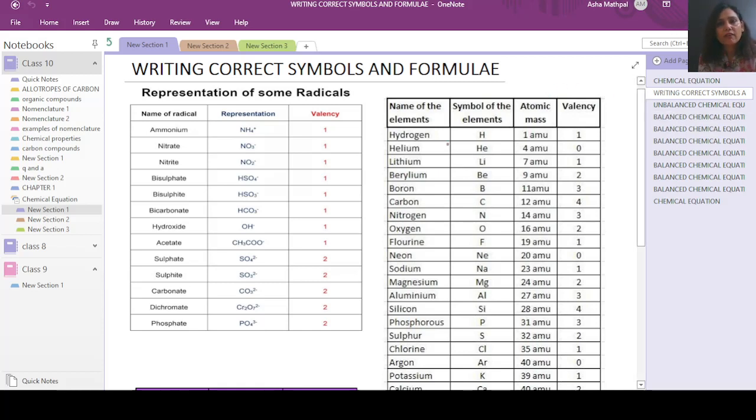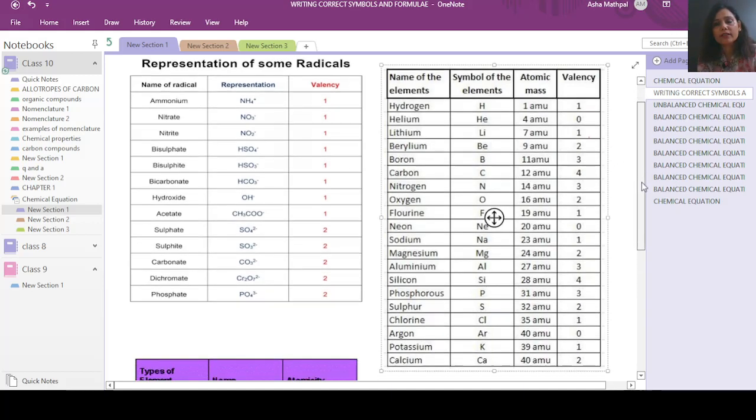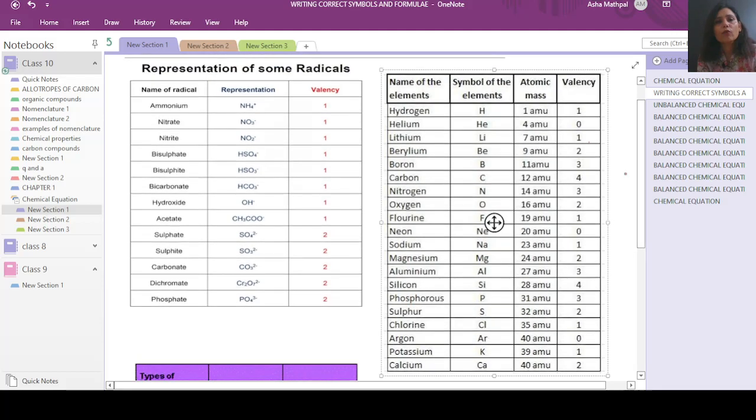You know that the valency of hydrogen is 1. Just concentrate on the valency column. Hydrogen is 1, helium is 0, lithium is 1, beryllium is 2, and so on. With the help of valency you can form the correct formula of a compound. Another very important thing is that you should be aware of the radicals and their valency.